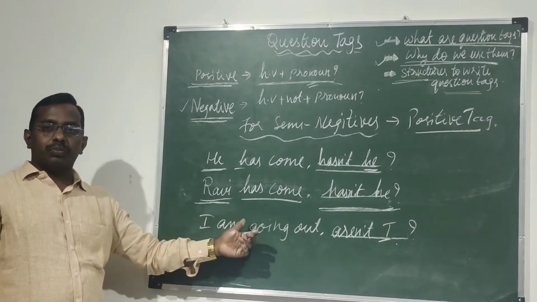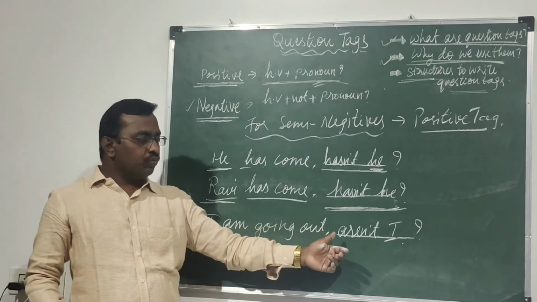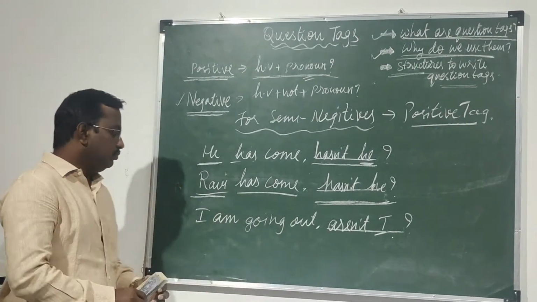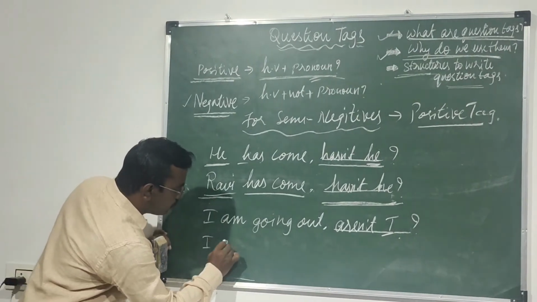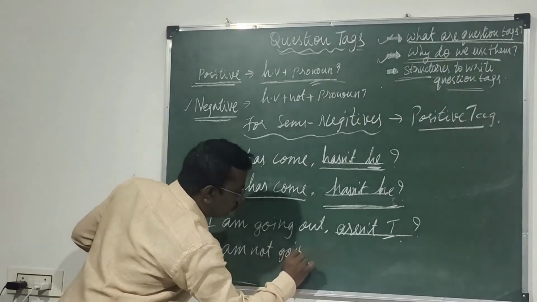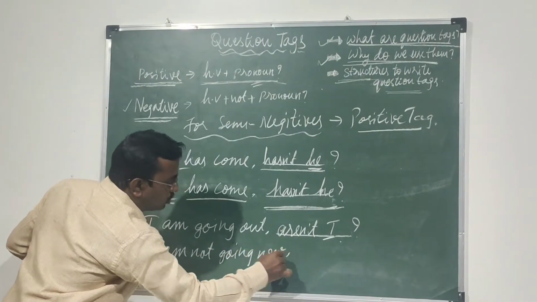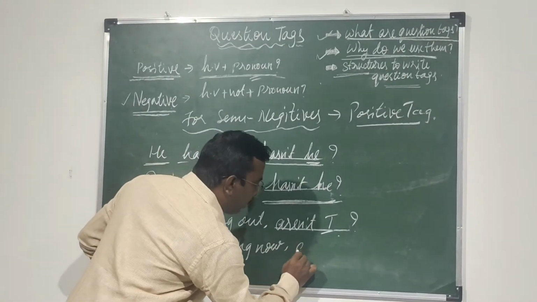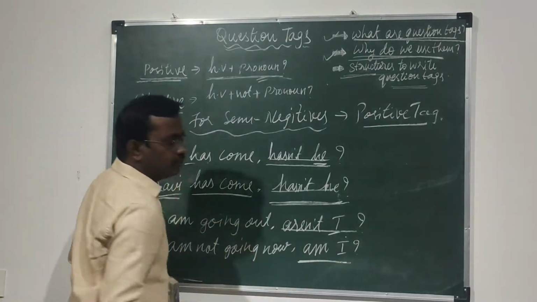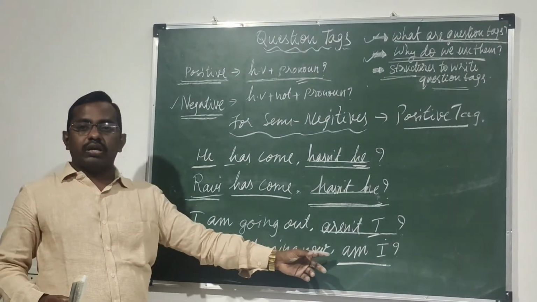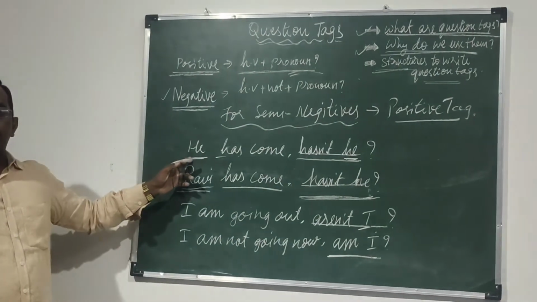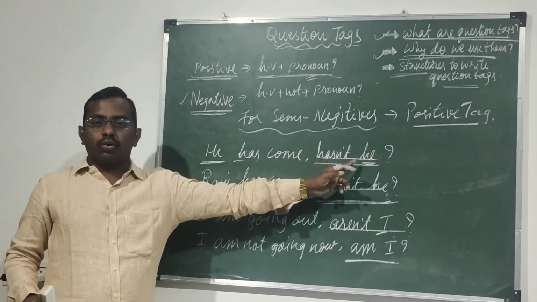If am is used in a positive sentence, the helping verb in a question tag should be aren't. If am is used in a negative sentence, for example, I'm not going now, the same am we take as a helping verb. Am I? Right?